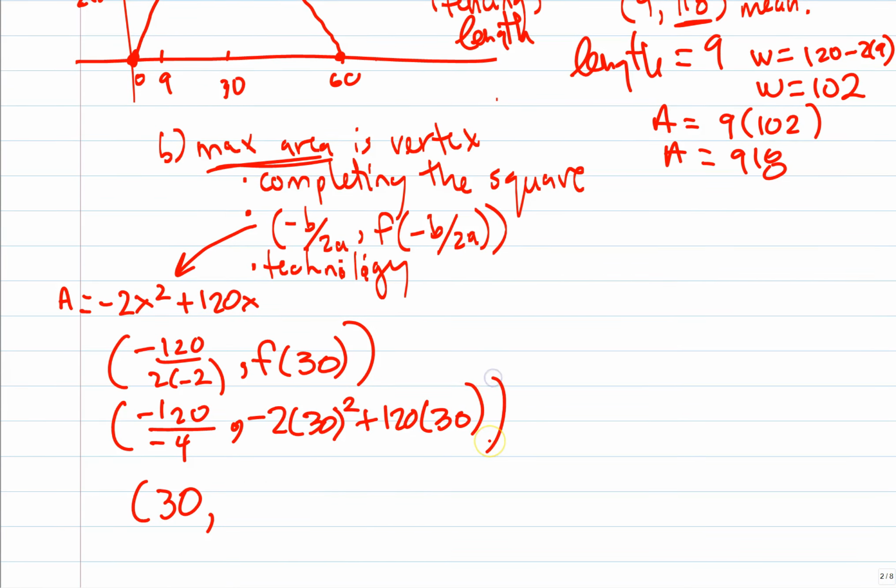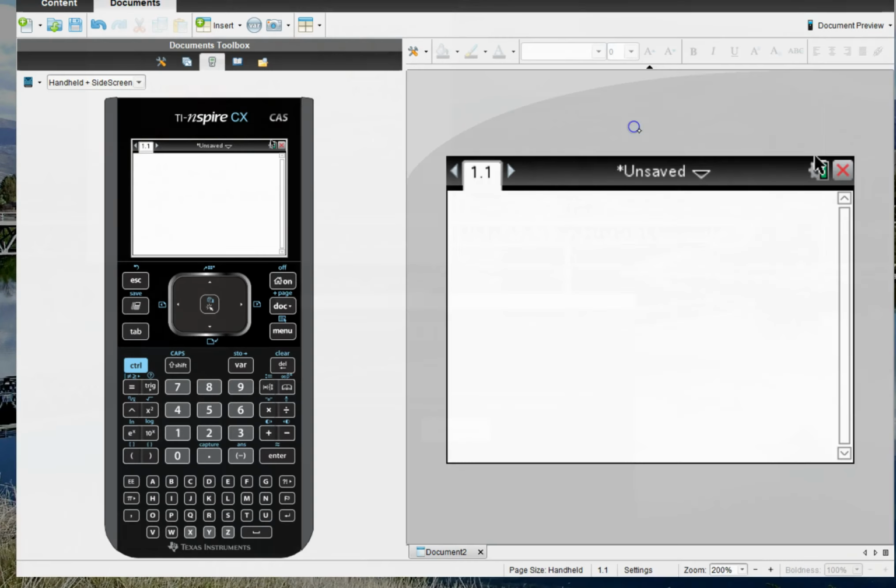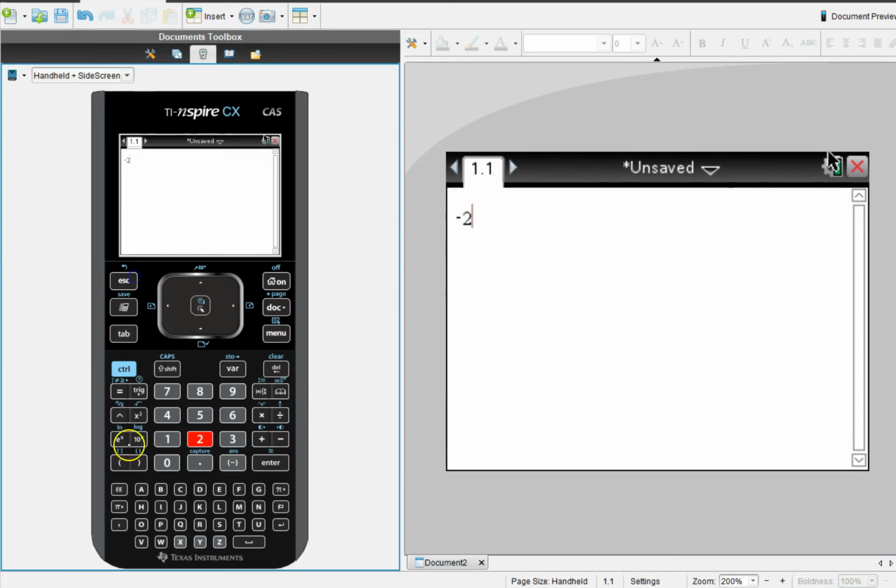We'll definitely need some help with that, technology. So negative 2 times 30 squared would be negative 2 times 30 squared. Don't like the way that came out, so I'm going to put the square on the outside, even though it doesn't make a difference. Plus 120 times 30. So I'm thinking the maximum area is 1800.